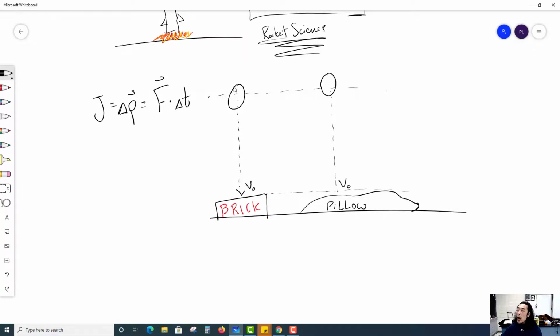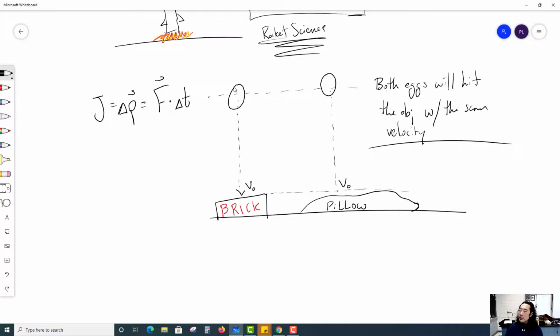Okay, so for here, we can say both eggs will hit the object with the same velocity. All right, so both eggs will hit the object with the same velocity. Now, there's going to be a big major difference. We're not going to get into if the egg survives or not, but the big major difference.